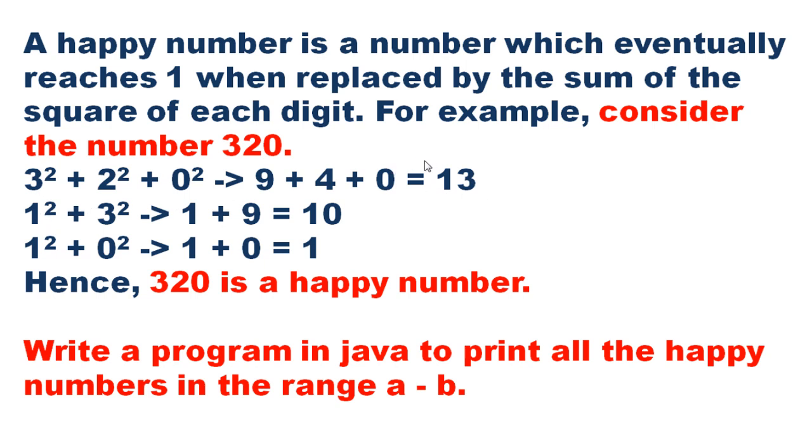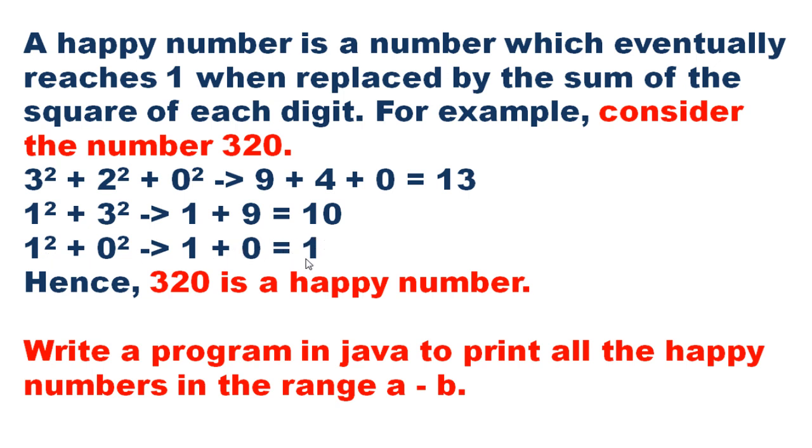Because it is not a one digit number, this will be done again. The same process will be done again with 13. So 3 square then 1 square will give you 10. This is again a 2-digit number, so again you have to do the same process. 0 square plus 1 square is equal to 1.